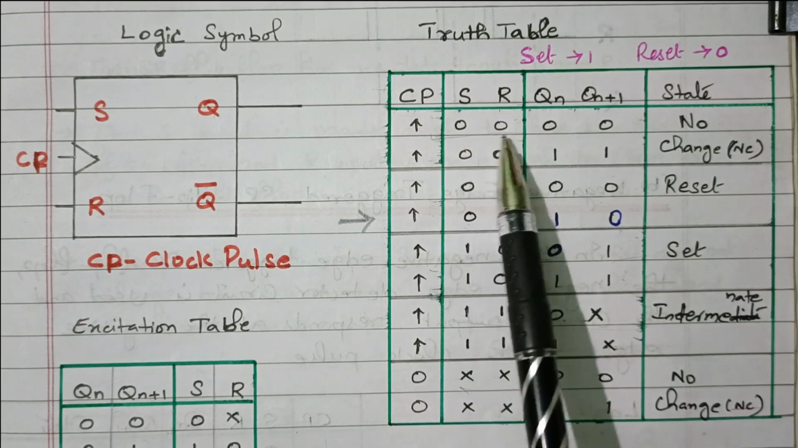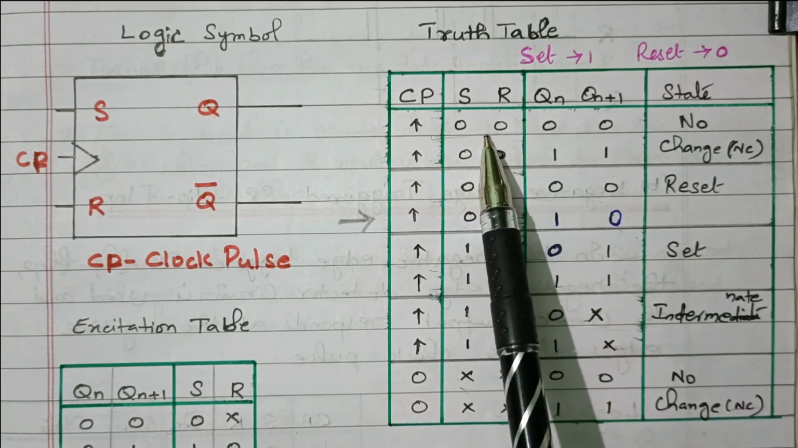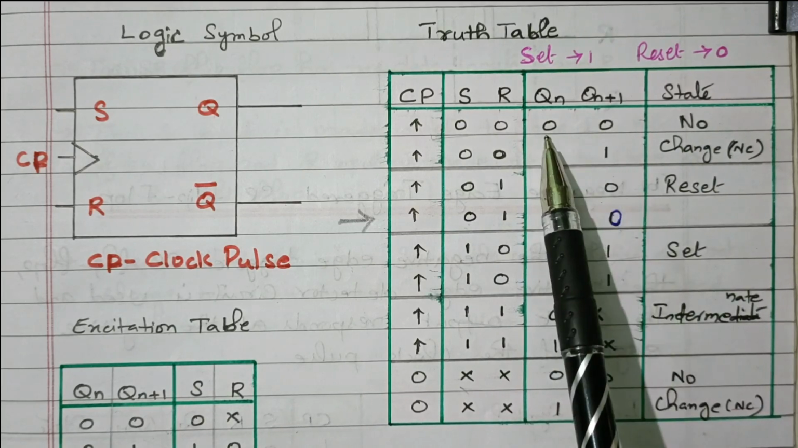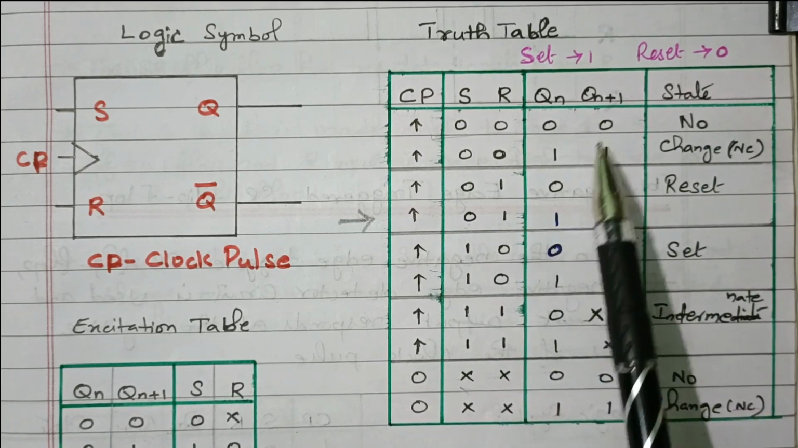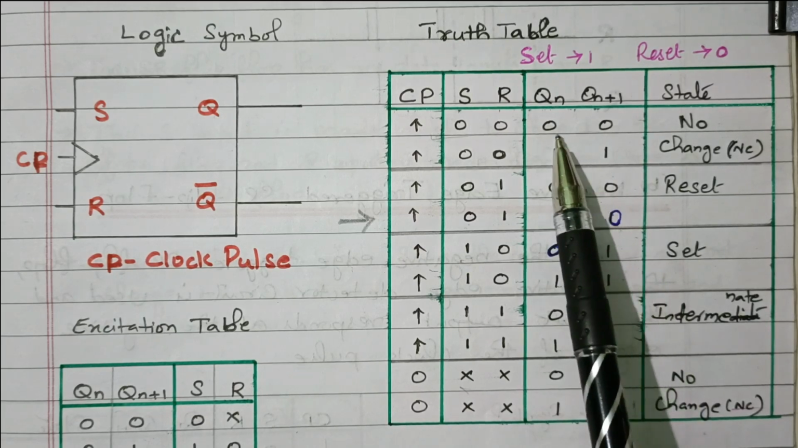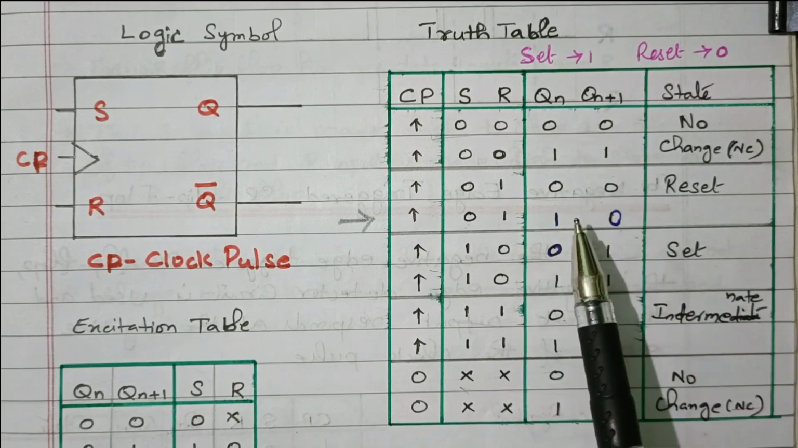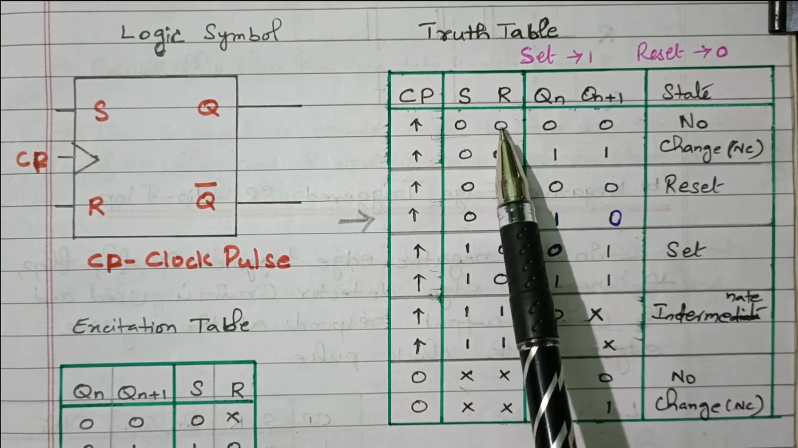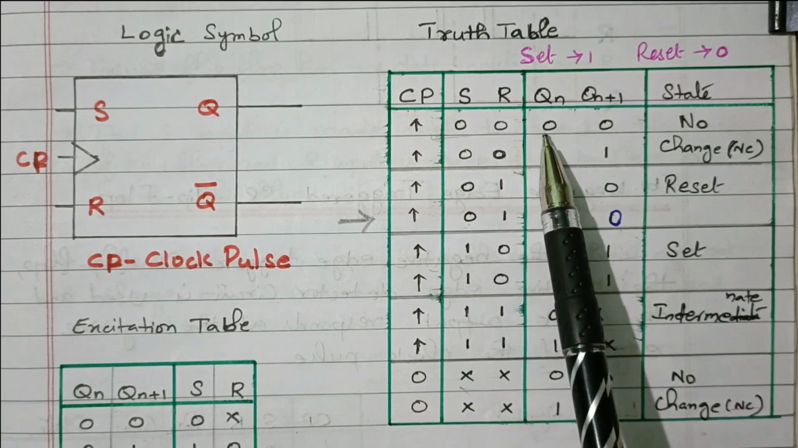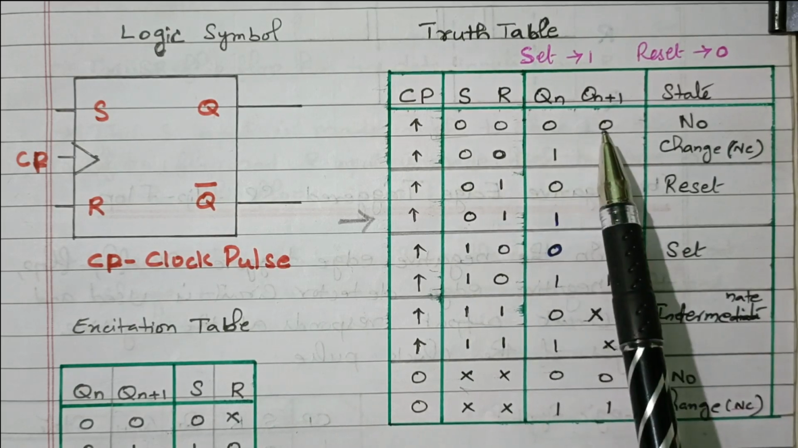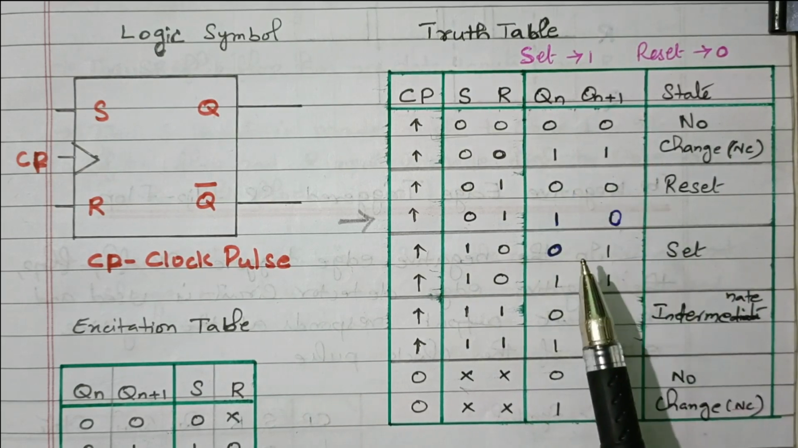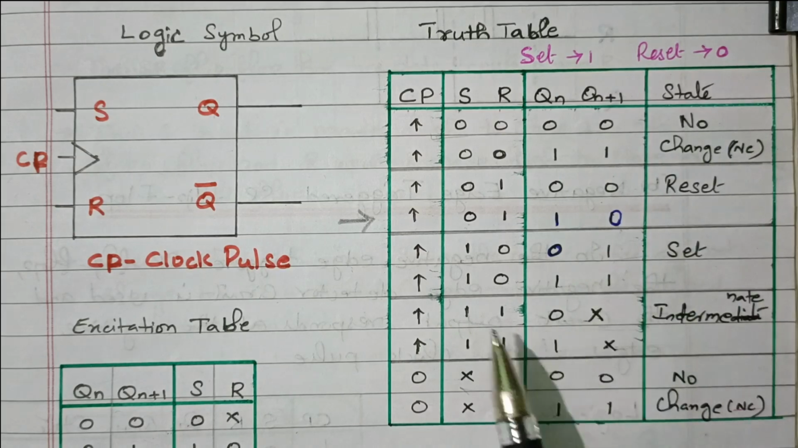If both S and R are 0, what will happen? No change. Present state and next state, no change. Whatever the present state is, the same will be available as the next state. There is no change in the state. 0 is 0, 1 means 1. If both the inputs, set and reset, are 0, if the present state is 0, the next state is also 0, present state is 1 means next state is also 1. No change. This is called no change.